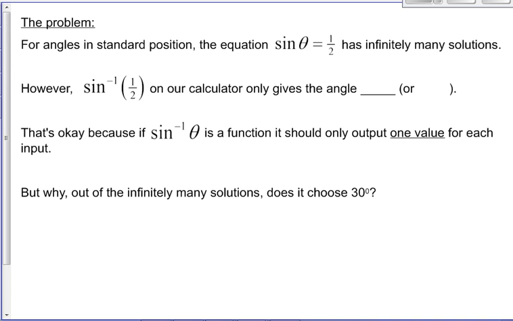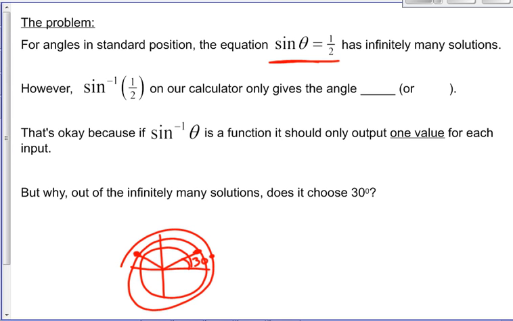Here's the problem that arises. For an angle in standard position, this equation, sine theta equals a half, doesn't have one solution. It has a solution here, and then it has another one over here. So we know at 30 degrees there's a sine of a half. We can also reason out that at 150 degrees, it has a sine of a half. And then every revolution afterwards, 390, 510, and so on, and all the negative angles as well. So there are infinitely many solutions.